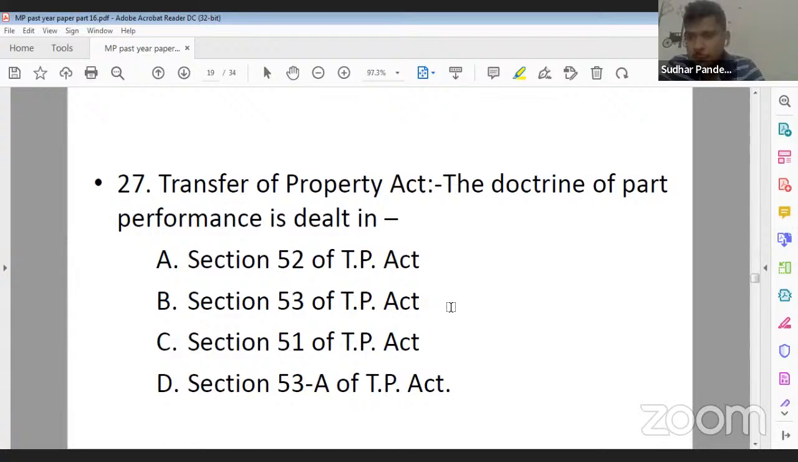The doctrine of part performance is dealt in: option A, section 52; option B, section 53; option C, section 51; and option D, section 53A of the Transfer of Property Act. Which should be the correct answer? Question number 27. The term doctrine of part performance is inculcated in option D, that is section 53A of the Transfer of Property Act. It is talking about the doctrine of part performance.